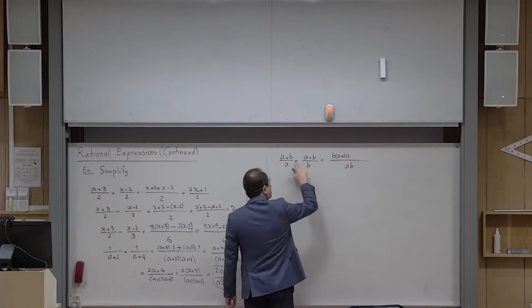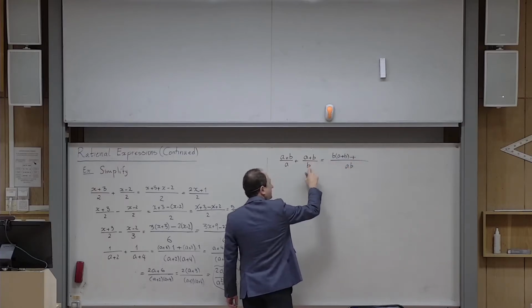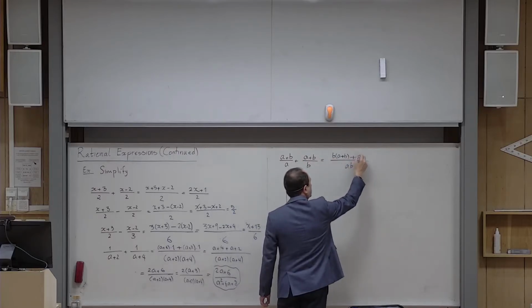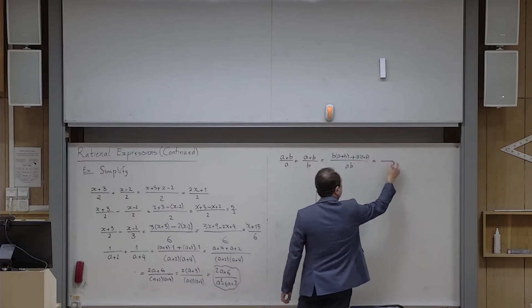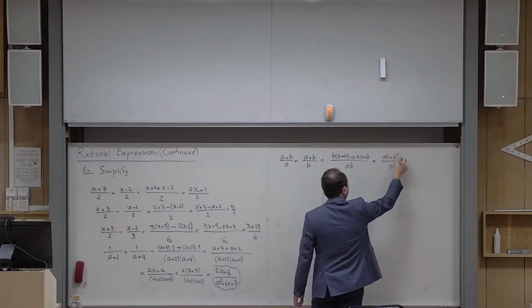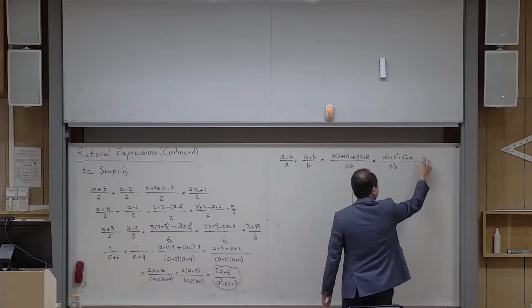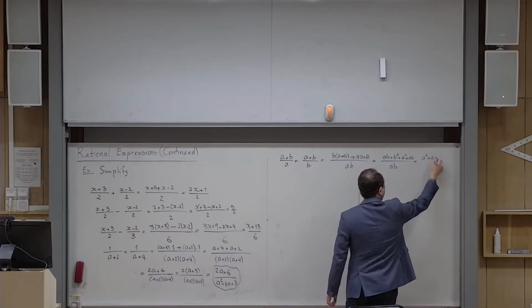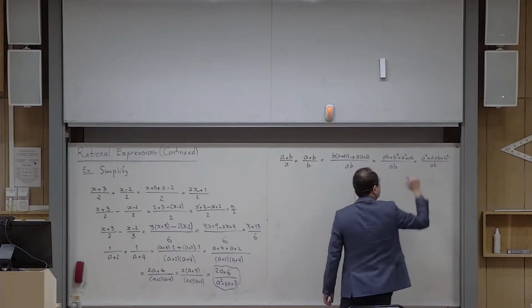And then you have plus, and then repeat the process. You divide this by that, it becomes a, and you multiply a into the whole numerator. Okay? And then you multiply the numerator. So this becomes ab plus b squared plus a squared plus ab, which you simplify, it becomes a squared plus 2ab plus b squared, and then divided by ab.